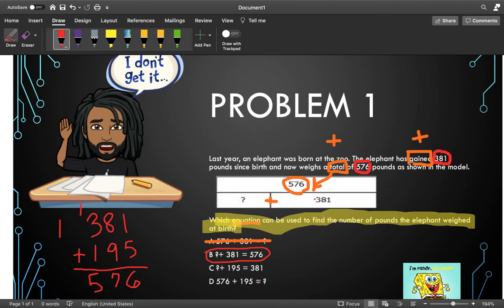All right, let's look at D. 576 plus 195. Again, remember, our answer cannot be greater than the total. And 576 plus 195 will be greater than 576. So B would have been your correct answer. All right, good job. Thank you for working with me. We're going to go on to our next problem.